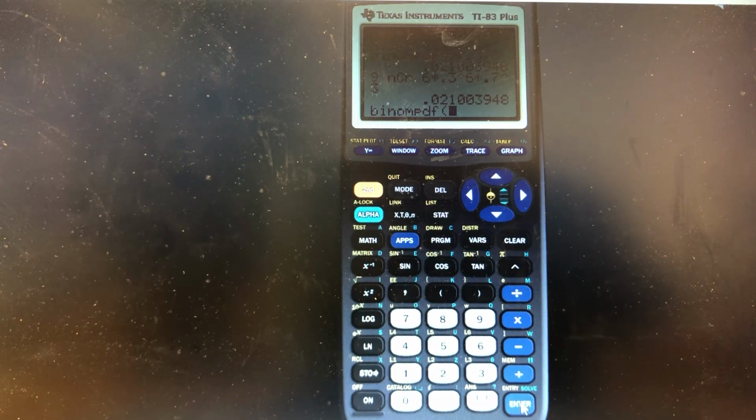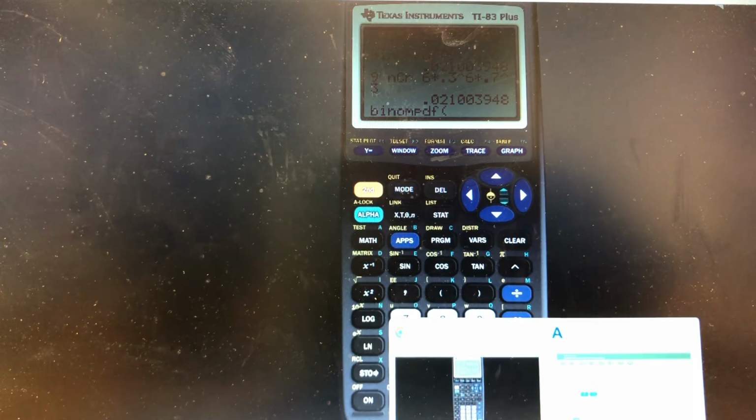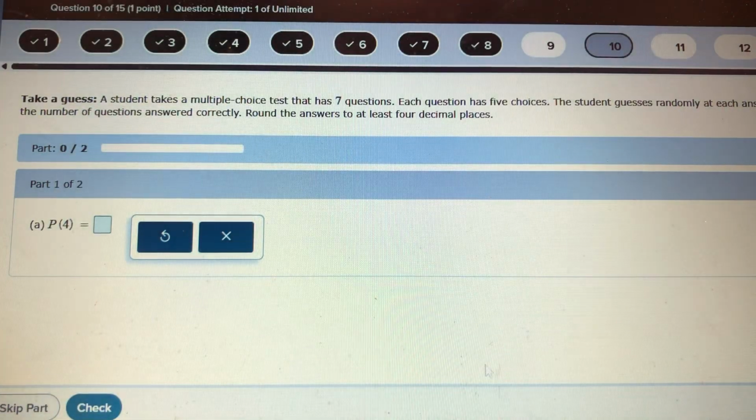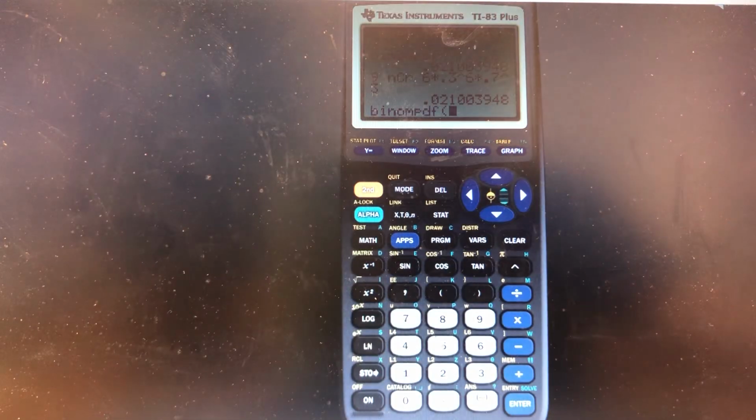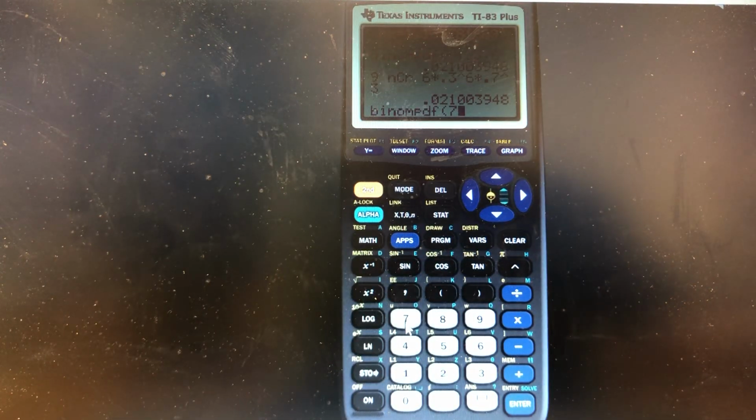And yours reminds you of the order. What you'll see is it'll say trials first. Oh, actually, that was the last problem. Trials here are 7. So you have to put 7 first, and you don't put a comma. I have to put the comma. And then it says P, put 0.2 for that. Then down arrow. We want to get exactly 4 of these right, so then put a 4. And yours just says X.